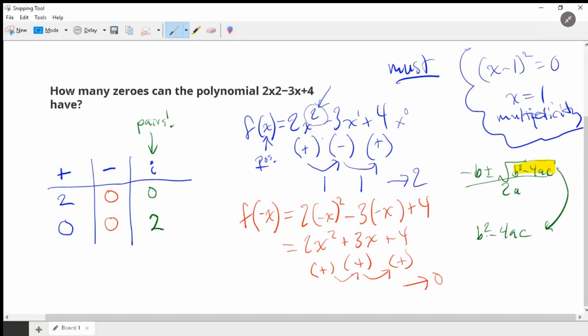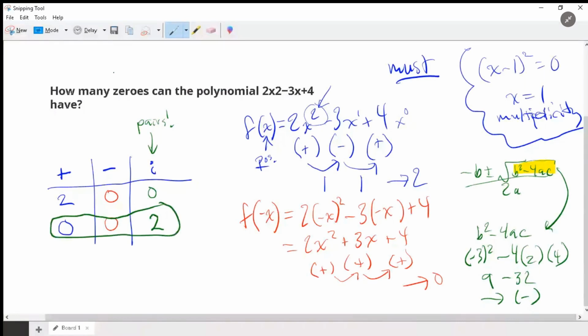So let's do it. b squared is going to be negative 3 squared minus 4, a is 2 and c is 4. Both are positive. Great. So this is going to be 9 minus 4 times 2 is 8, 8 times 4 is 32. It doesn't really matter at this point what the answer is. I know it's negative. Therefore, this is the obvious case. There are 2 imaginary roots and no other.